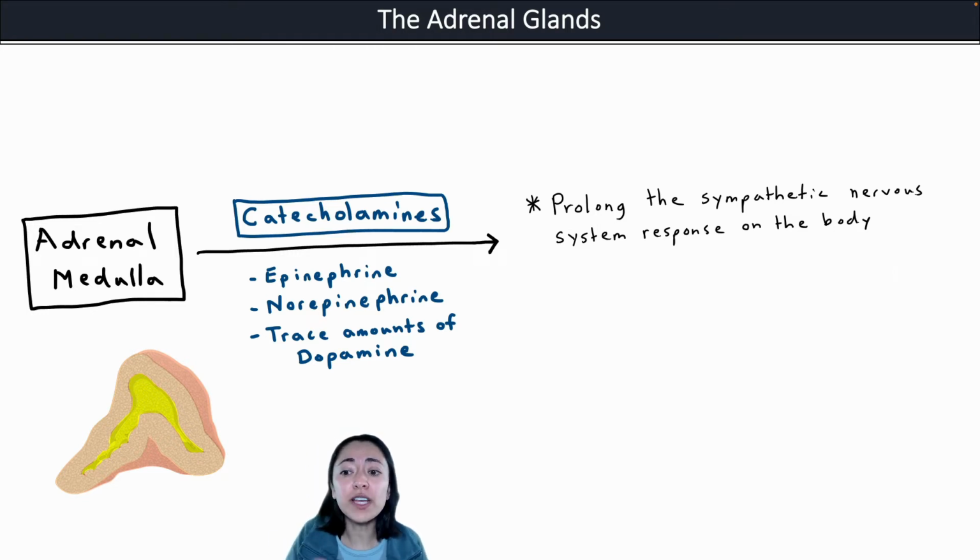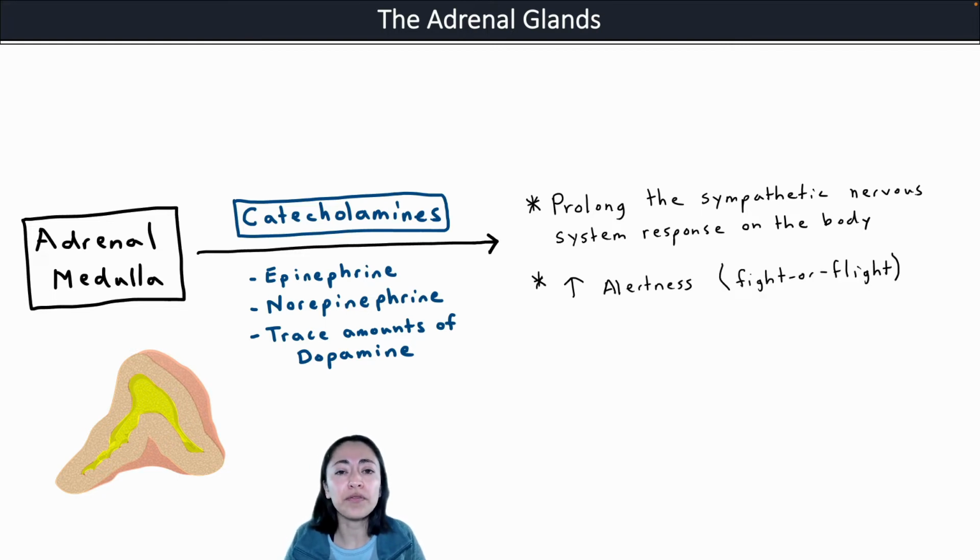And the nerves of your sympathetic nervous system are going to be most active in times of physical or emotional stress. So we usually think of the sympathetic nervous system as your fight or flight response. Whenever it's active, it's going to be increasing your body's alertness, your blood pressure, your heart rate, as well as your breathing rate and things like that.